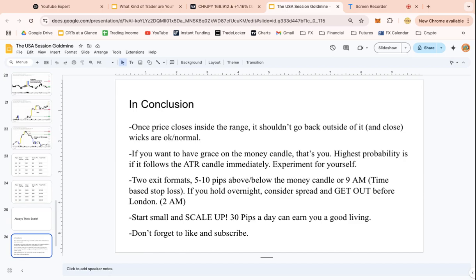And the rest of the day is going to do the opposite of what Asia and London did. That's your best case scenario. If it does something different, we're not looking for that. We get out. So handle it by yourself and experiment to see what works best for you.